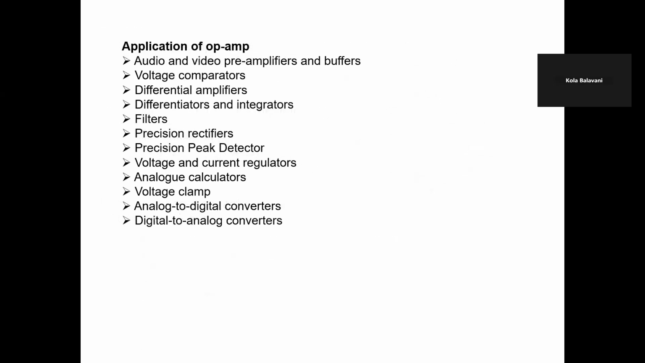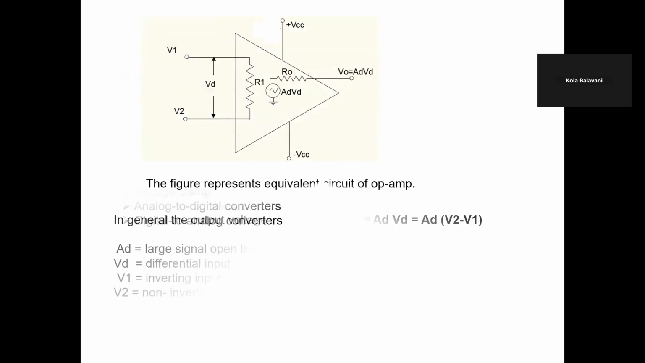And coming to the applications of op amp. The operational amplifier is used for linear applications, non-linear applications, and mathematical applications. These are a combination of linear, non-linear, and mathematical applications: audio and video amplifiers, comparators, differential amplifiers, differentiators, filters, rectifiers, and converters also. So these are the different applications of operational amplifiers.